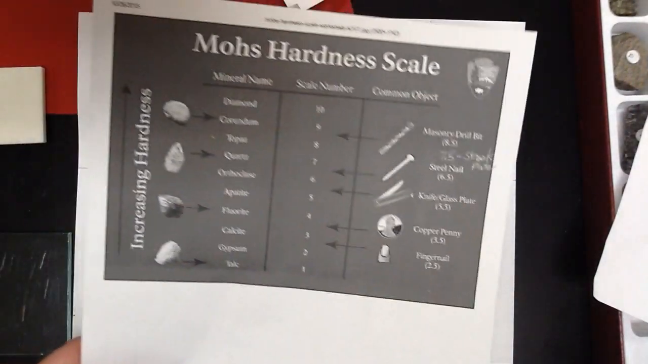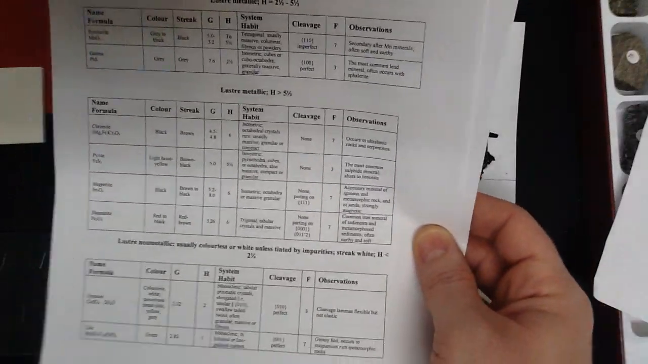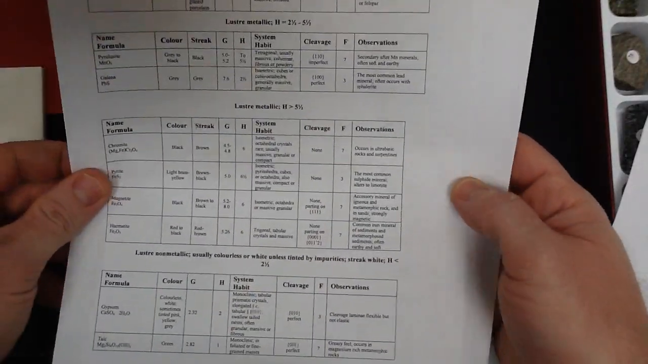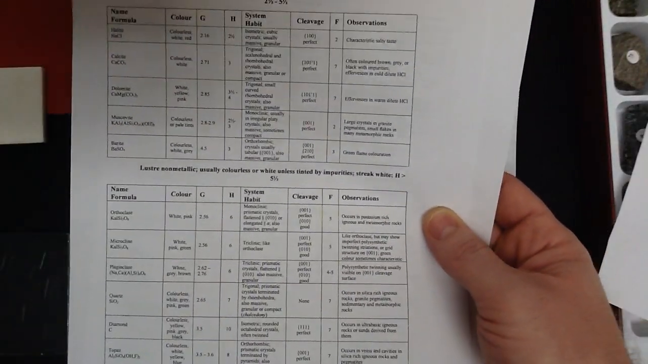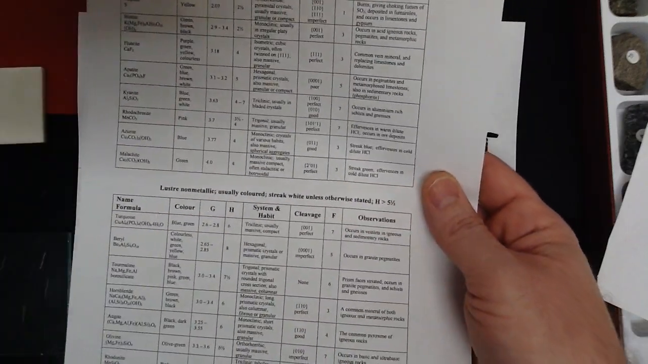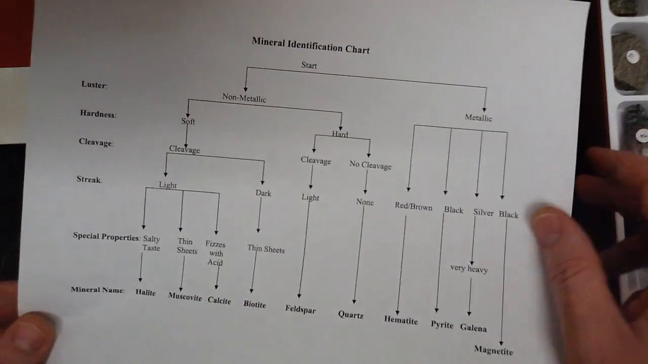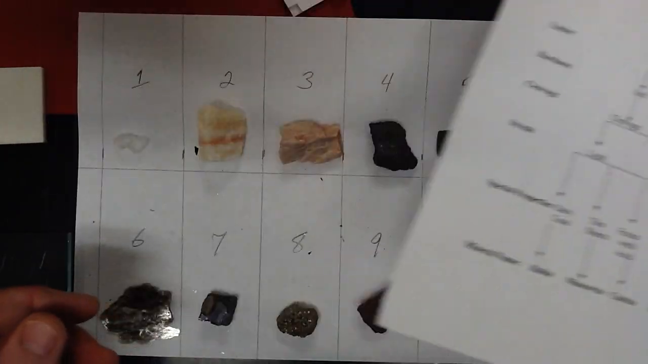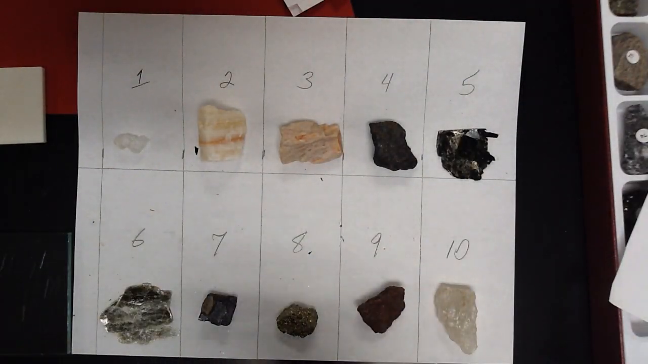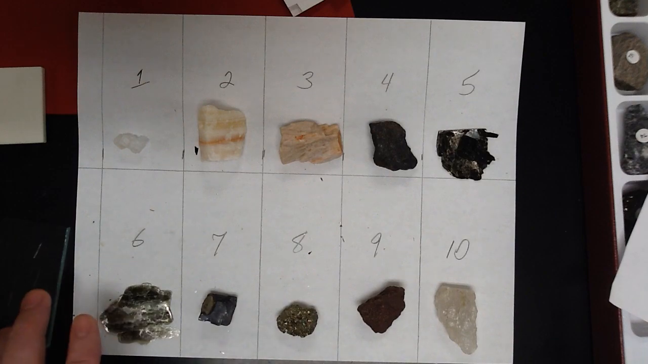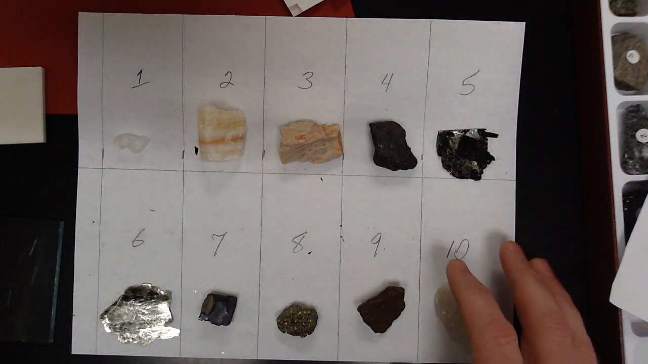I have the hardness scale that I will post. I have the mineral identification information, which has a lot of information for you. But to be honest, you should be able to get it just with this flow chart, hopefully. So if you have any questions, please email me. I should be able to respond to you by email. If I need to, I'll make another small video just for you.